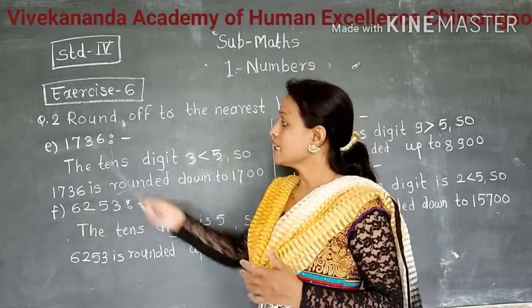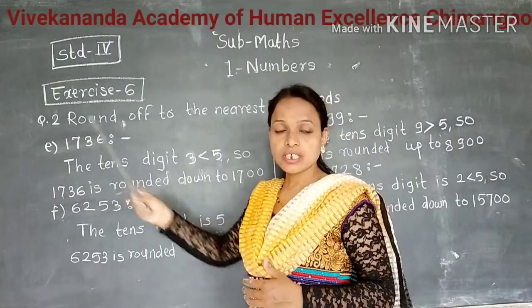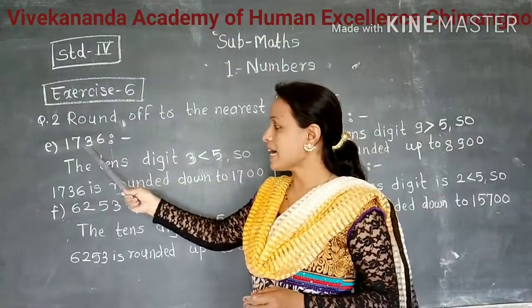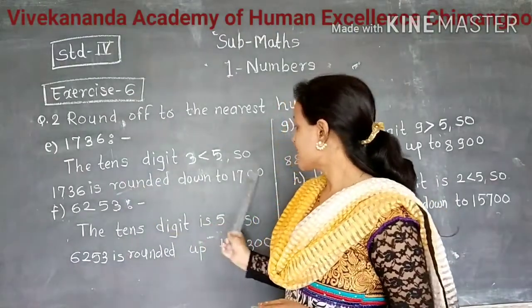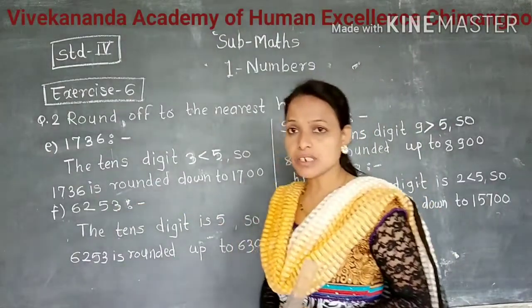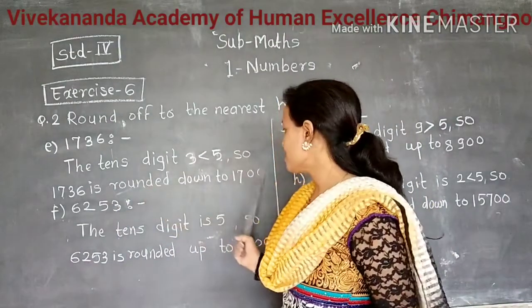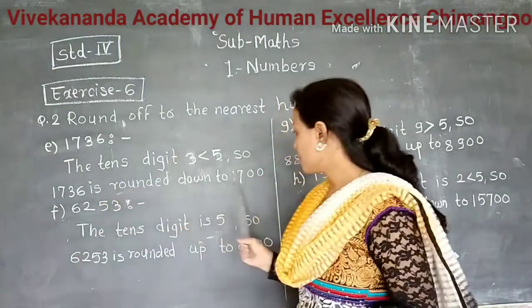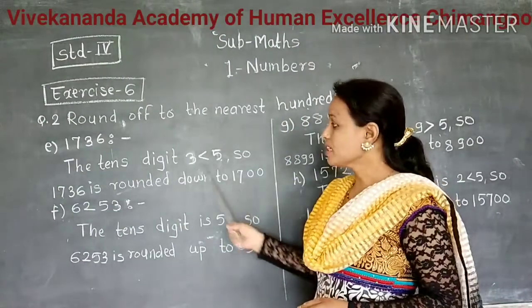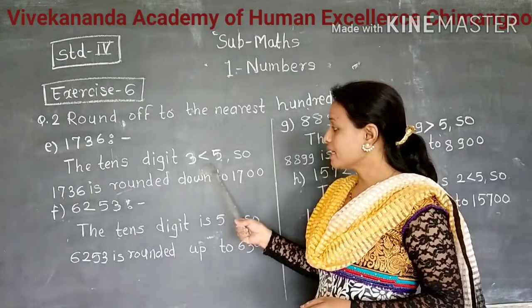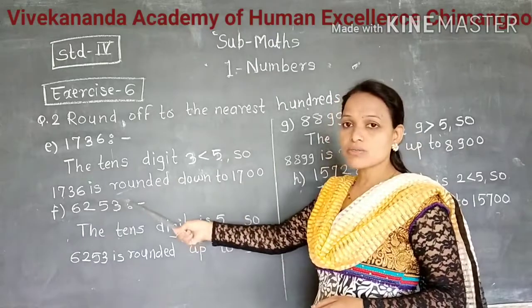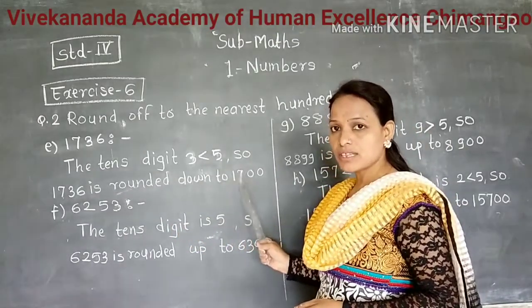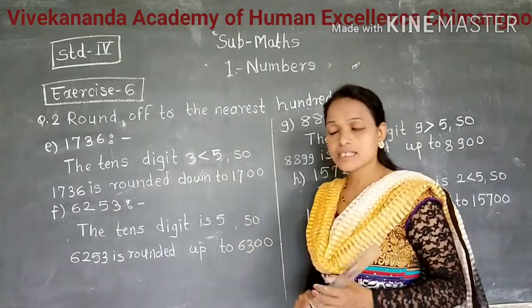Next number 1736. Here the ten's digit is 3. So 3 is less than 5. So the one's digit and ten's digit are replaced by 0 and the remaining keep the same. So here 6 is replaced by 0, 3 is replaced by 0 and 1 and 7 remain the same. So what is your answer? The ten's digit 3 is less than 5. So 1736 is rounded down to 1700.